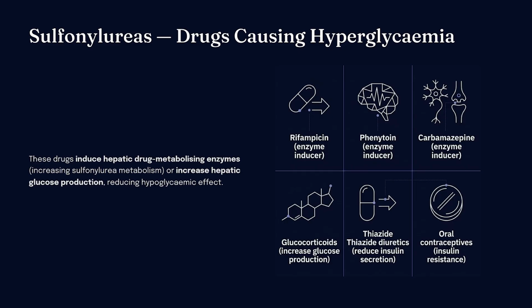Glucocorticoids increase hepatic glucose production and promote insulin resistance. Thiazide diuretics reduce insulin secretion from pancreatic beta cells. Oral contraceptives can impair insulin sensitivity, leading to insulin resistance.